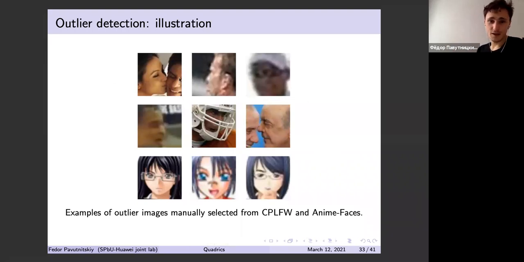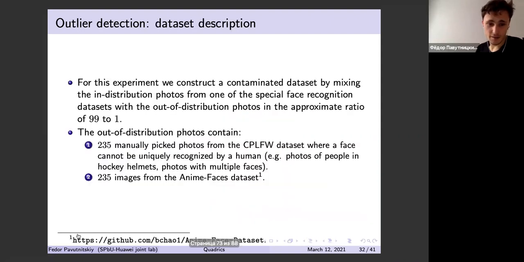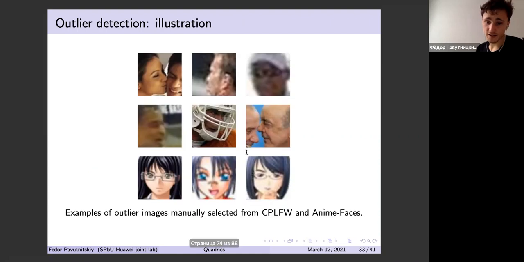This photo is okay, but there are two people, so it is actually considered an outlier for us. We don't know which identity is in this photo. Photos of very low quality are very hard to recognize. Photos in helmets, again with multiple people, and also some anime faces. This is interesting: there is a special anime face dataset, and I give a link here.